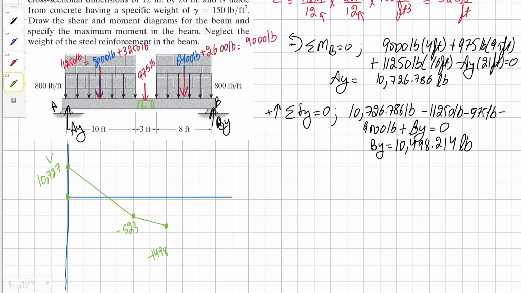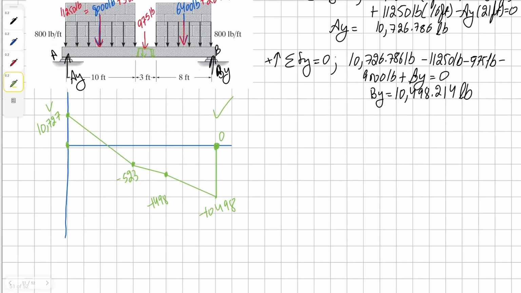Okay, and then from there, we're going to go down another 9,000 to negative 10,498 with the first order curve. And from there, BY is going to push us up 10,498. That will bring us to a 0, cementing our assumption for the graph.